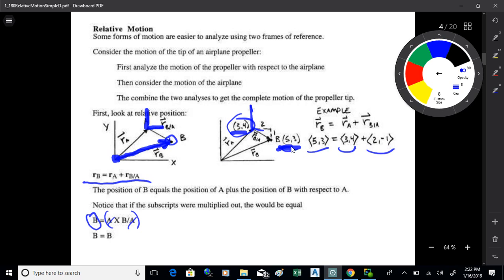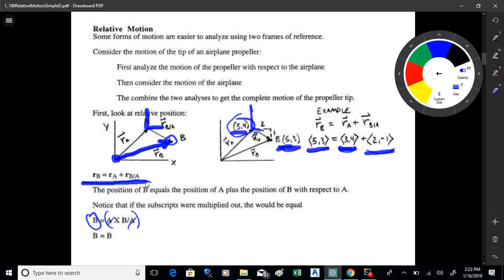So to get my original coordinate of B, the position of B, which is (5, 3), I could take the location of this new coordinate system and then add in how to get from it to B. So 3 plus 2 will get me 5, and 4 minus 1 will get me 3. So the way I would express that then is the position of B is the position of A, which is that new coordinate system, plus the position of B with respect to A. That's how I would express that.